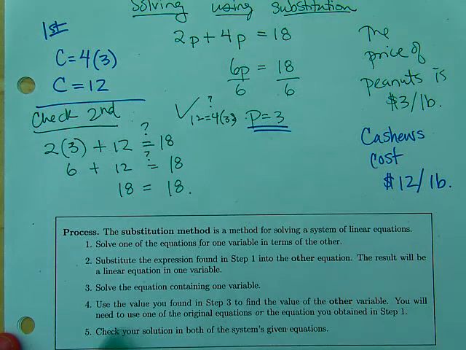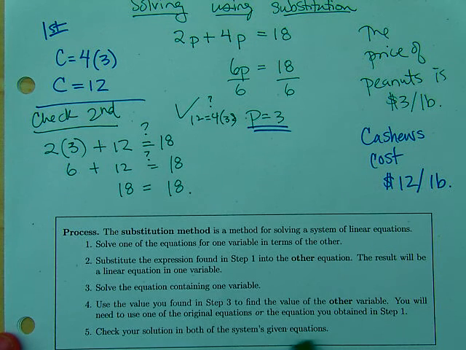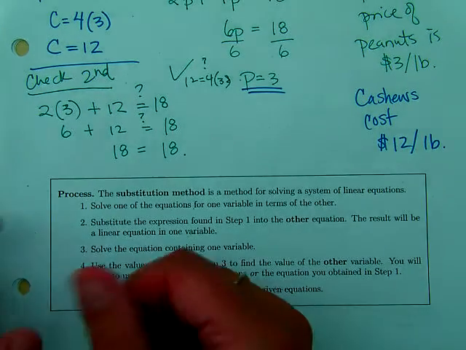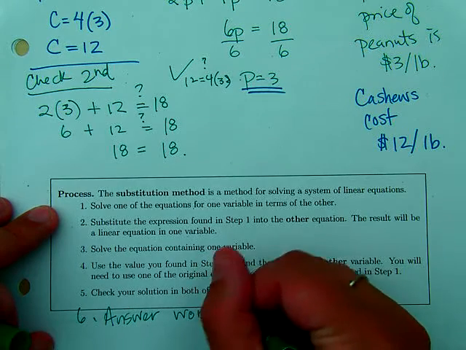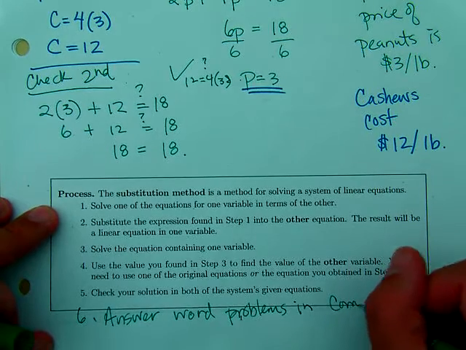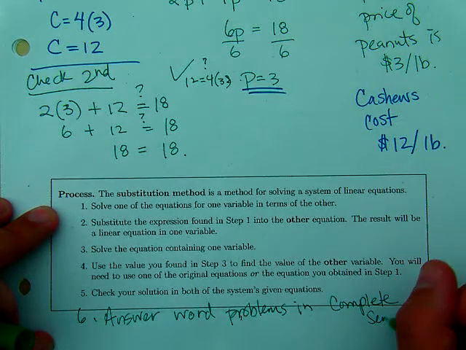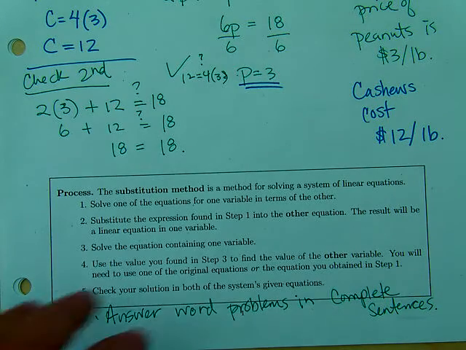Step 3: solve the equation containing one variable. That's what we did here. Step 4: use the value found in step 3 to find the other value. You will need to use the original equations or the equation you obtained in step 1. Step 5: check your solution in both. And then if it's a word problem, step 6: answer word problems in complete sentences. Okay? Any questions on that?